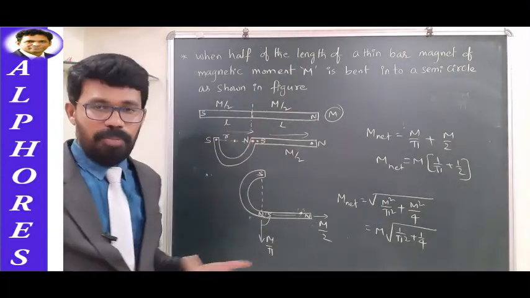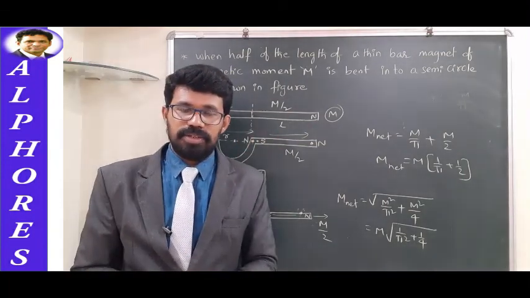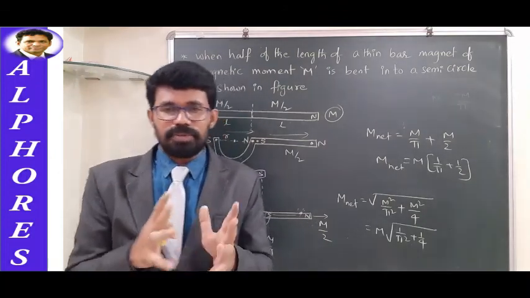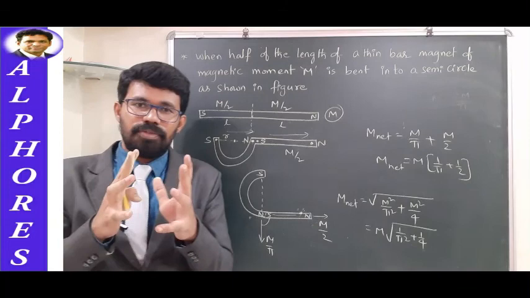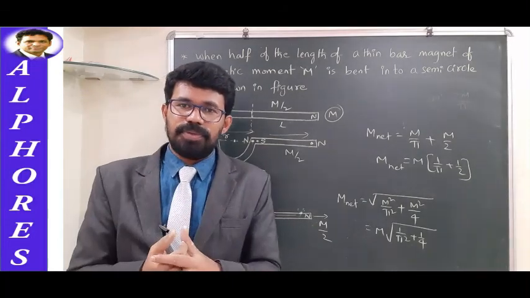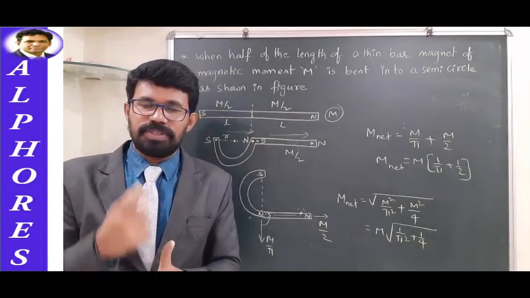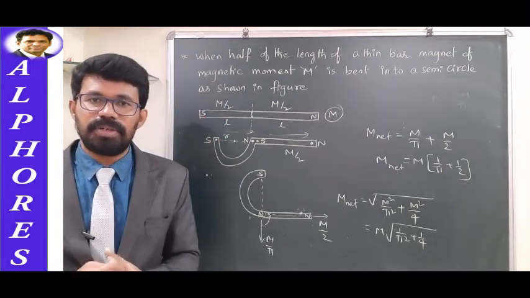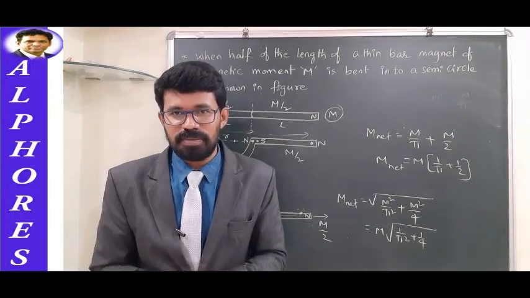So this is how a combination of magnets can be handled. All that you need to do is, whenever a set of magnets is given in different orientations, try to find the angle between the two magnetic moments. Once the angle is known to us, you can find the net magnetic moment using this equation: under root m1 square plus m2 square plus 2 m1 m2 cos theta.